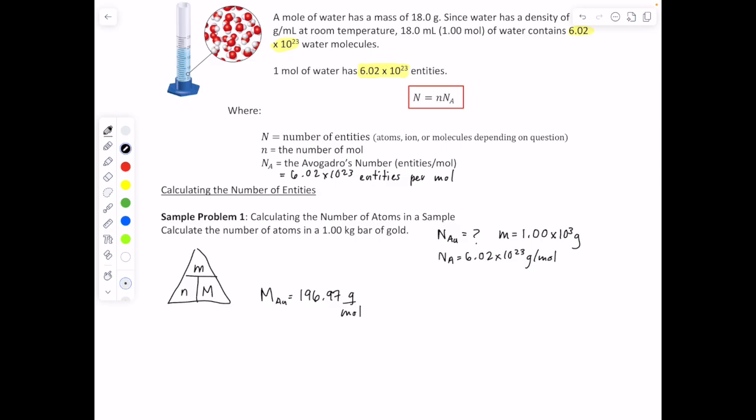So the number of moles is equal to mass over molar mass. That's 1.00 times 10 to the power of 3 grams divided by the molar mass of 196.97 grams per mole. If we punch this into our calculator, we end up with 5.076 moles.